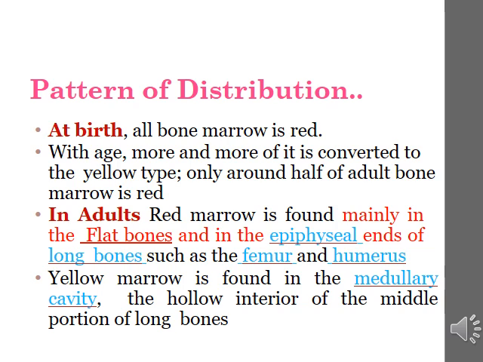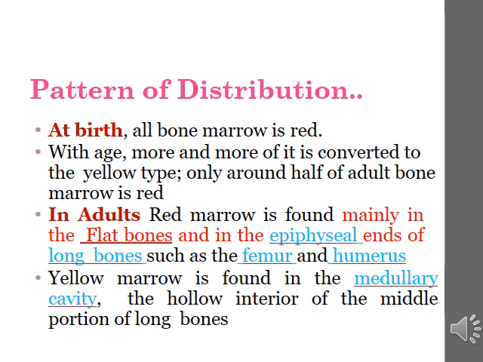So let's discuss the pattern of distribution. At birth, all bone marrow is red. Then with age, more and more of it is converted into the yellow type. Only around half of the adult bone marrow is red. So in adults, usually around half of the bone marrow is red, whereas at birth all of the bone marrow is red. Because at the time of birth, the body needs more cells, or the body needs more support for development. So that's why at birth all bone marrow is red and more cells are produced.